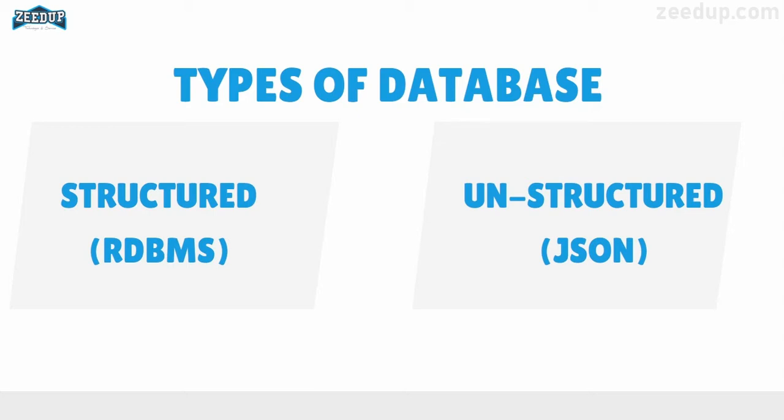This type of database is called a relational database management system because there are relations that are established between the tables. And since it is organized in a structured fashion in a table, this database type is known as a structured database. The second type of database, known as the unstructured database, is something that is gaining popularity nowadays. It is a recent concept.